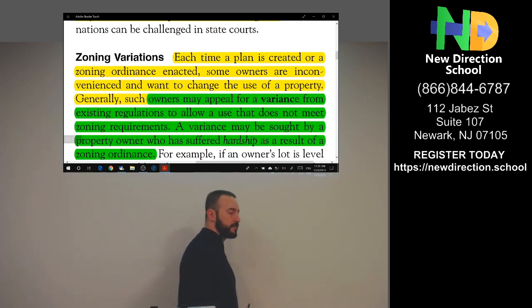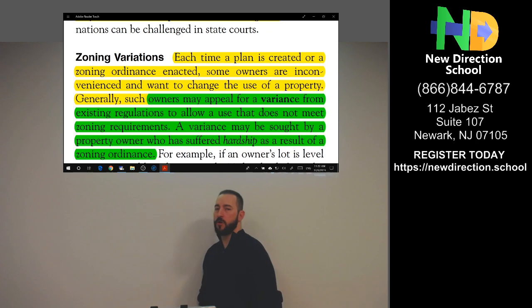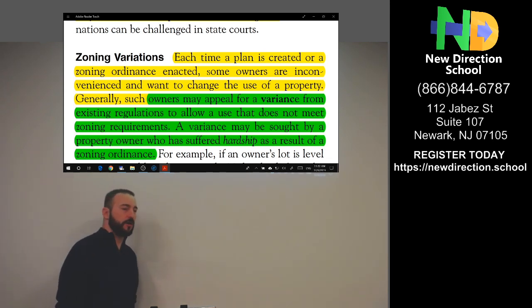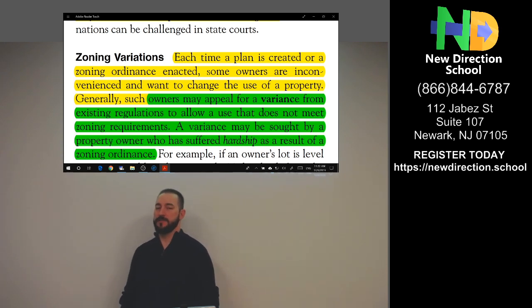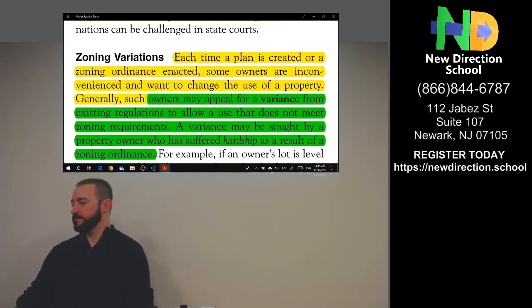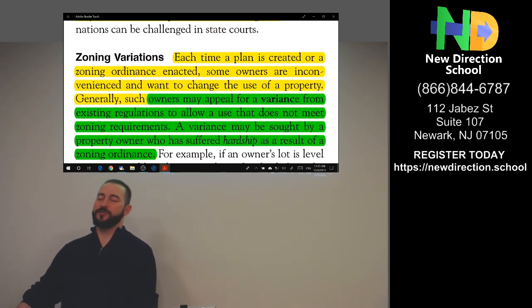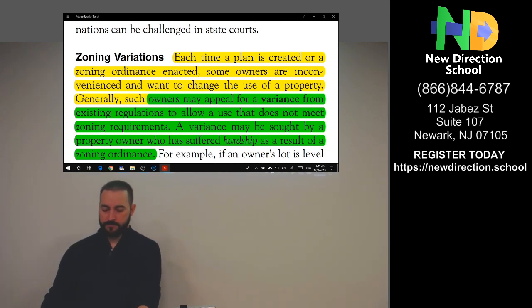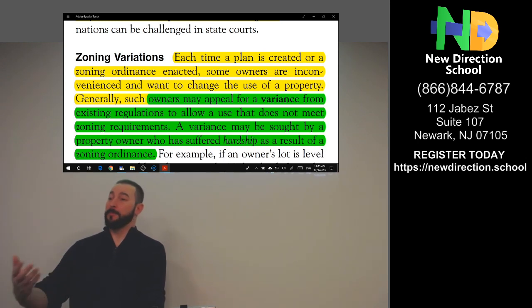Each time a plan is created or a zoning ordinance enacted, some owners are inconvenienced and want to change the use of a property. Now, generally, such owners may appeal for a variance from existing regulations to allow a use that does not meet the zoning requirements. A variance may be sought by a property owner who has suffered hardship as a result of a zoning ordinance. So, you cannot request a variance just because. You cannot just go there and say, hey, I want to change this. For you to get a variance, there has to be a hardship.